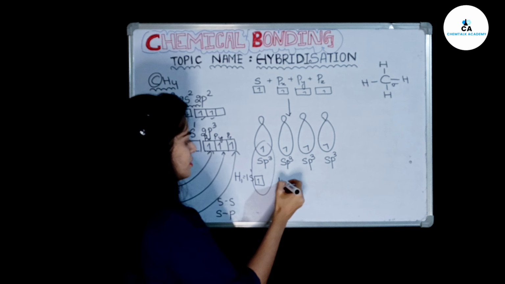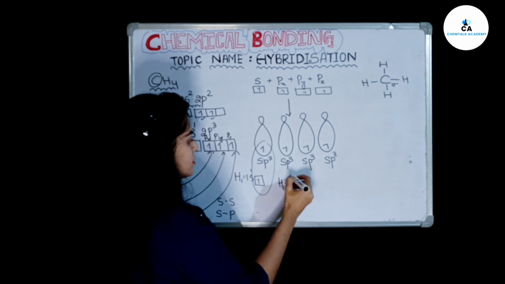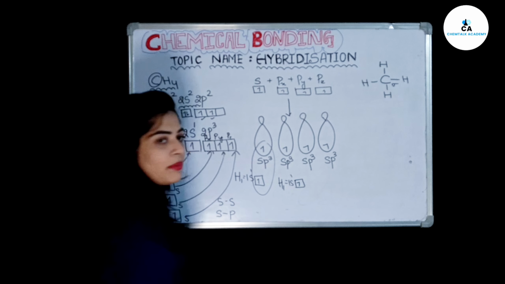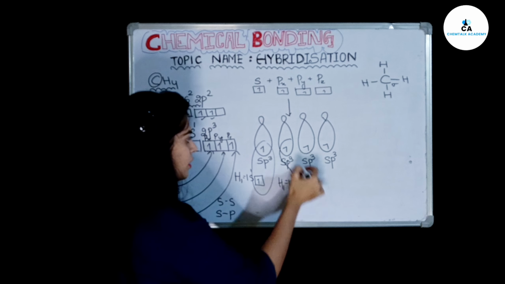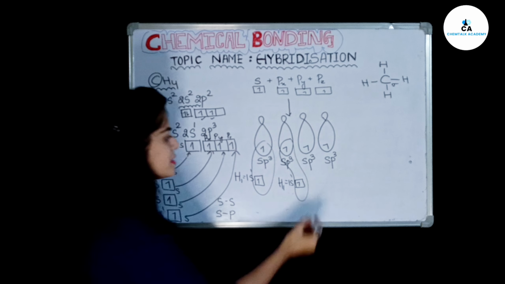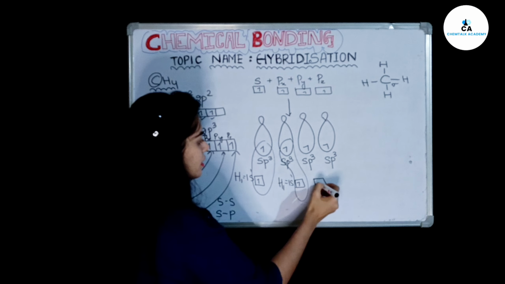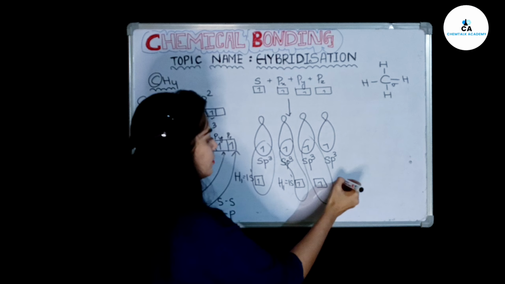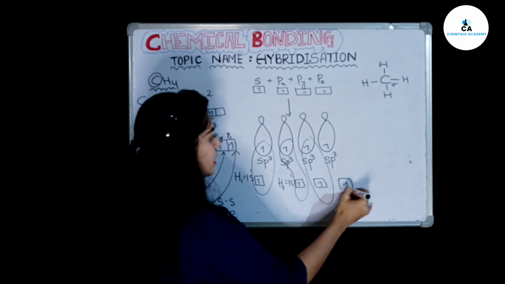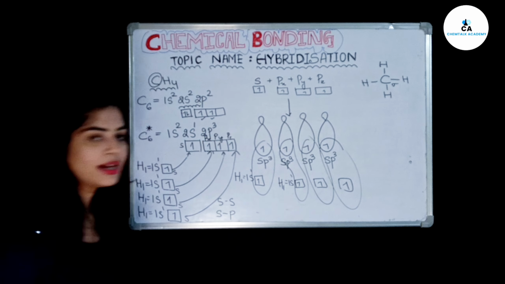Similarly here, another hydrogen is also 1s1 with 1 unpaired electron in its half-filled orbital. Now this overlapping will take place. Similarly, another hydrogen's 1 electron overlapping takes place. Okay, similarly the fourth hydrogen's 1 unpaired electron overlapping takes place.